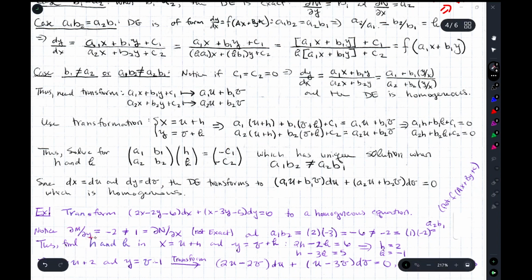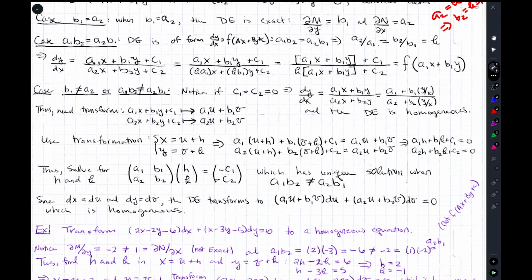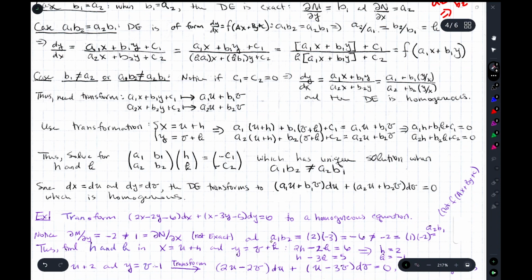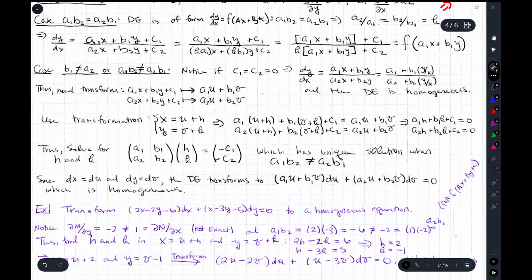First, notice that it's not exact. Okay, so we have the situation where B1 does not equal A2. Okay, so B1 there does not equal A2 here. It's not exact. We also have that A1 B2 is equal to -6 does not equal -2, which is equal to A2 B1. So it's not of the form, it's not this case up here. And so we got to go down to this case. Okay, so we're going to transform x to u plus h and y to v plus k.